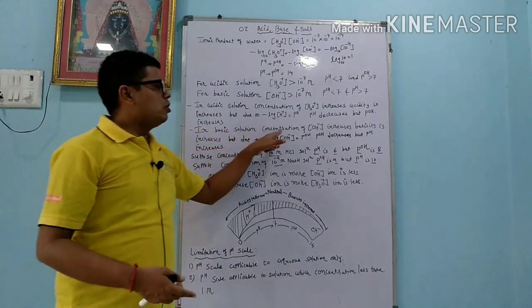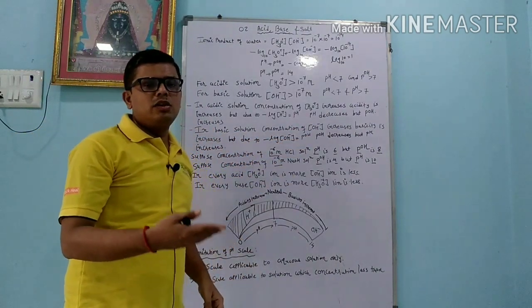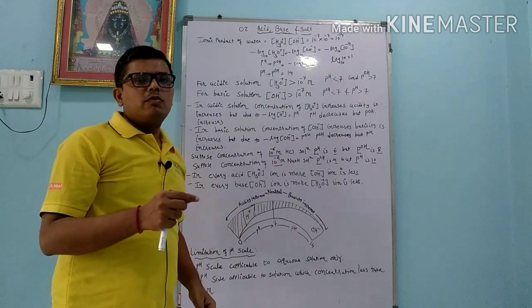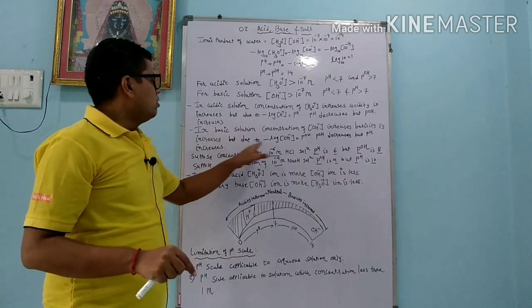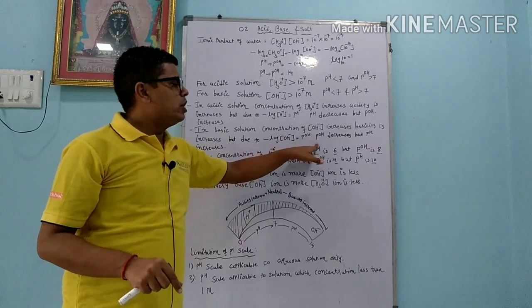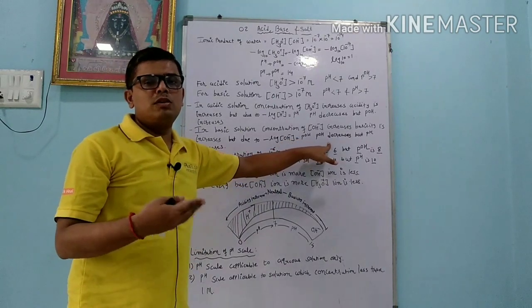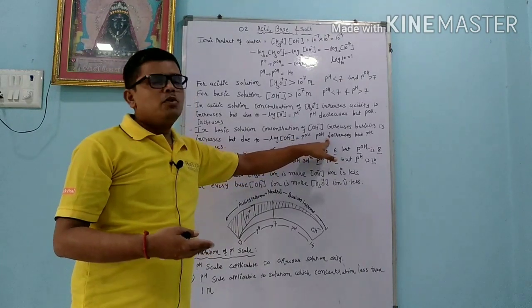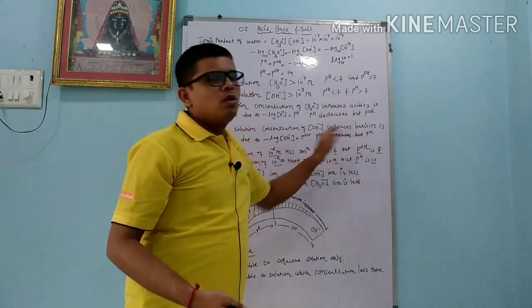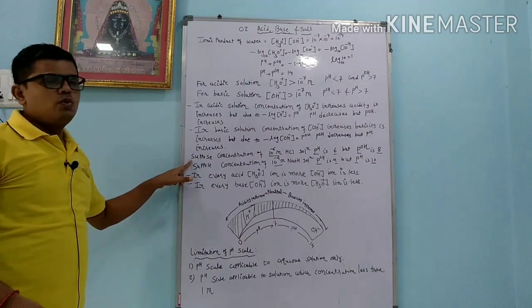In a basic solution, concentration of OH minus increases, so it is becoming more and more basic. But when we find pOH value, we apply minus log of the concentration of OH minus ion, and because of that pOH value decreases. When the solution is more and more basic, the value of pOH decreases. As the value of pOH decreases, the value of pH is what? Increases.